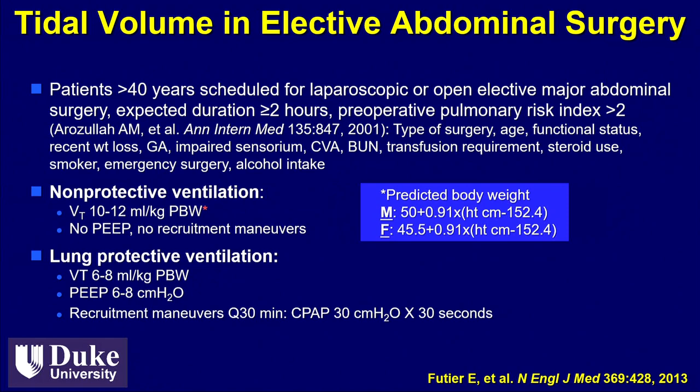So this is a group of individuals, 40 years of age or older, scheduled for abdominal surgery, either laparoscopic or open, lasting longer than 2 hours, with a pre-op pulmonary risk index greater than 2. The details of that really don't matter. And what they did was they had two groups. The non-protective ventilation was tidal volume of 10 to 12 mLs per kilo of predicted body weight, no PEEP, no recruitment maneuvers. And the other group, the lung-protective ventilation, was tidal volume of 6 to 8 mLs per kilo, with PEEP of 6 to 8 and recruitment maneuvers every 30 minutes. And the recruitment maneuver was nothing special, CPAP of 30 centimeters of water for 30 seconds.